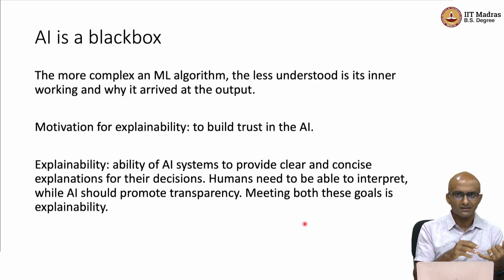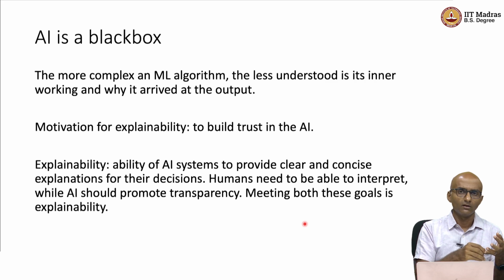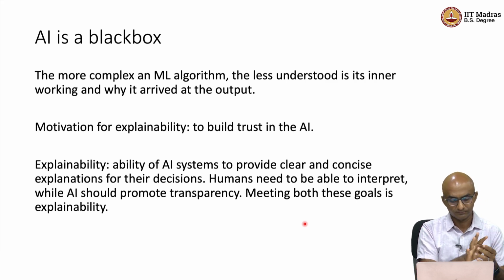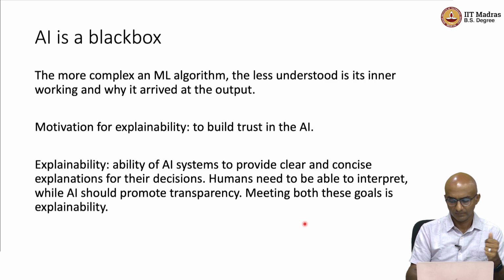So what is explainability in the context of AI systems? Can you provide clear and concise explanations for why certain decisions were made? Like I said, ultimately it comes down to proxies because you're not going to get a scientific answer for it. And then humans need to be able to interpret this. And this in turn provides the transparency that you need for humans to trust the AI systems. So the ability to meet both these goals, you explain the decisions and then you have a human interpret them and build trust on it, is basically explainability.